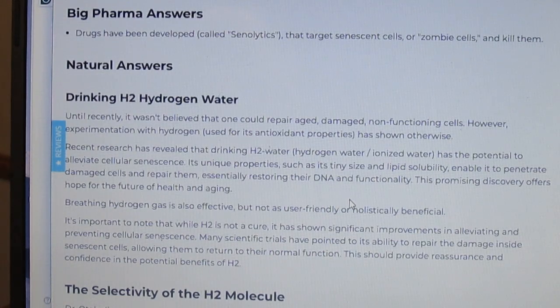And so there's no such thing with hydrogen as overdosing on it or hitting some kind of toxicity levels with it. And it is important at this point to note that breathing or drinking hydrogen water is not a cure. It does return senescent cells to normal functioning, but it's not going to make you go from being 70 years old to being 20 years old. And that is not going to happen, unfortunately.